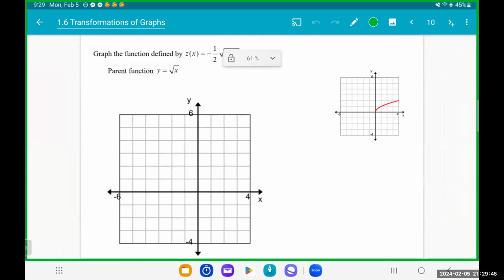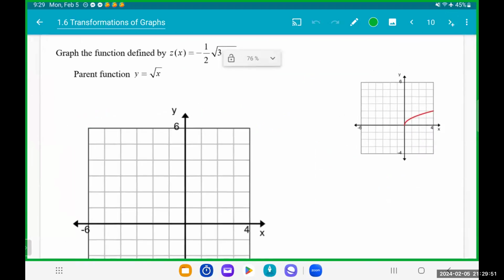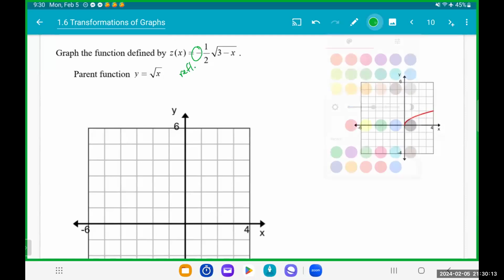All right, one last example for you all. And this one is the parent function of the square root. Okay, so we have a few things. This negative here tells me that we have a reflection, right? This 1/2 here tells me that we have a vertical shrink.